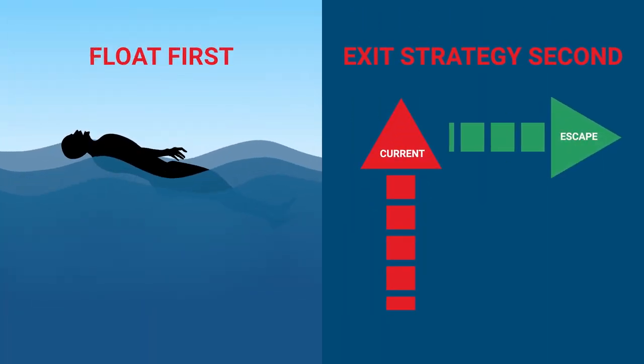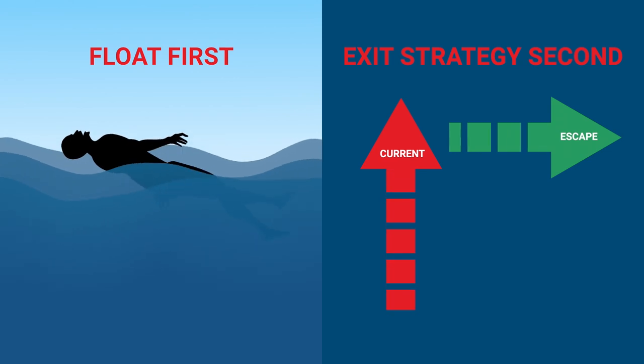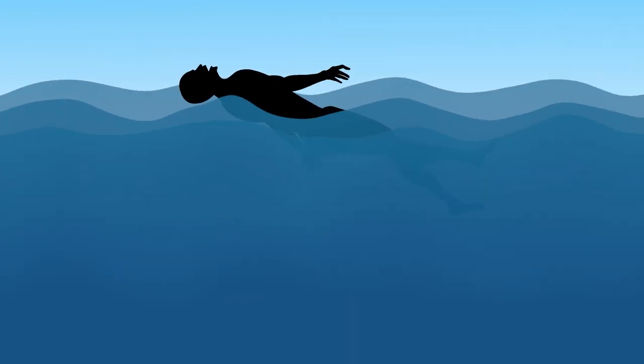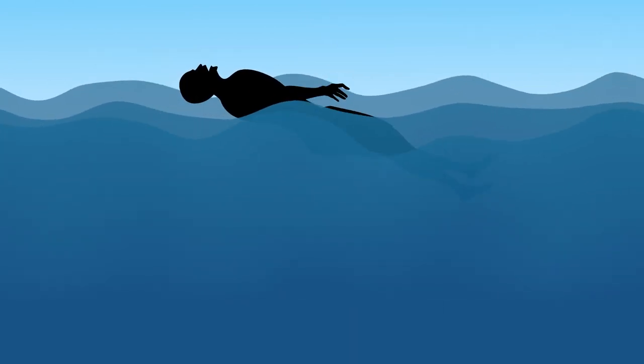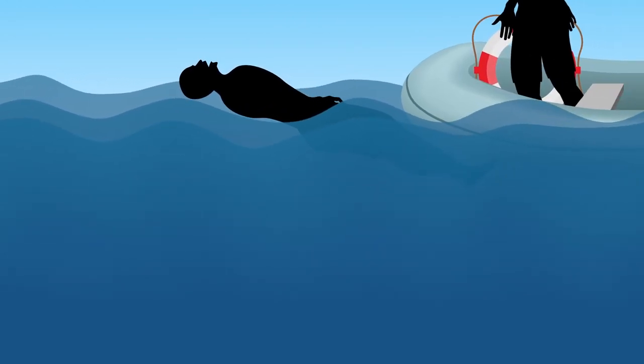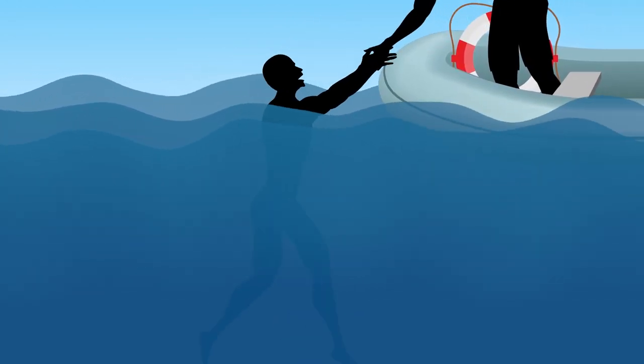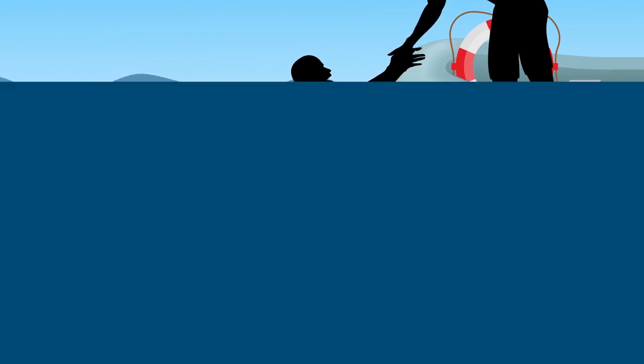Exit strategy second. If you want to survive a drowning incident, you must stay at the surface and continue breathing for as long as possible, for either self-rescue or for professional rescue to arrive. Flip, float, and follow.